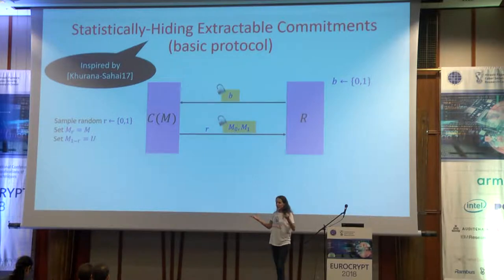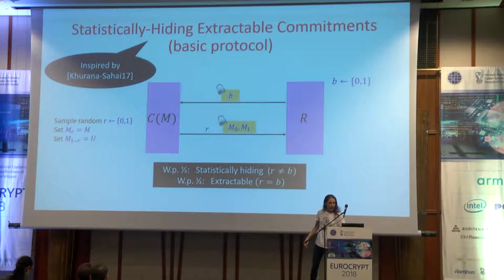And you probably feel like, okay, this is kind of cheating. However, again, this is only hiding with probability half, and with probability half, it's extractable. If B equals R, he actually knows the message. But it seems not very surprising.